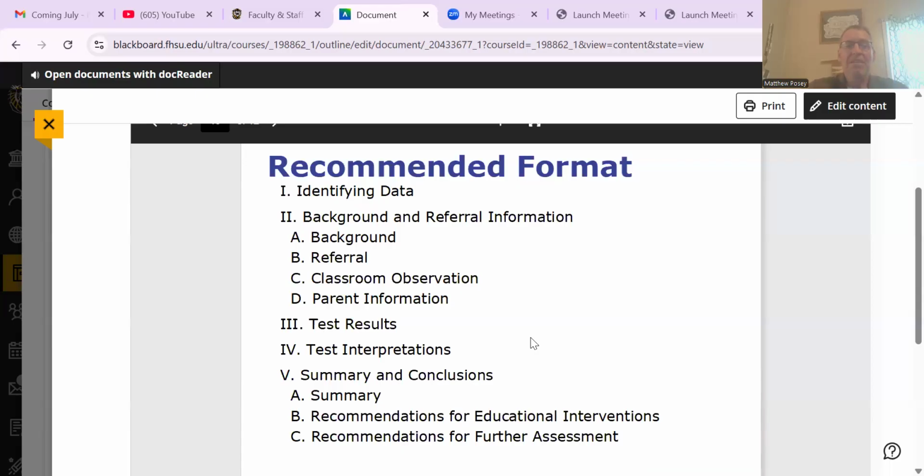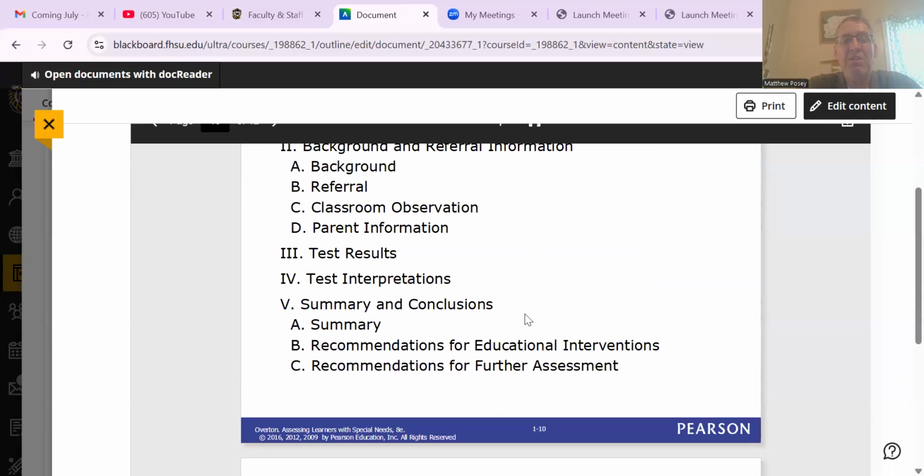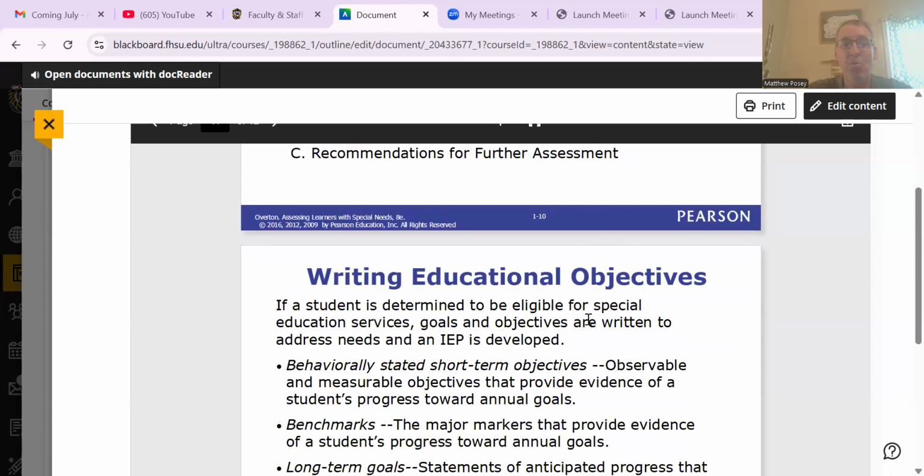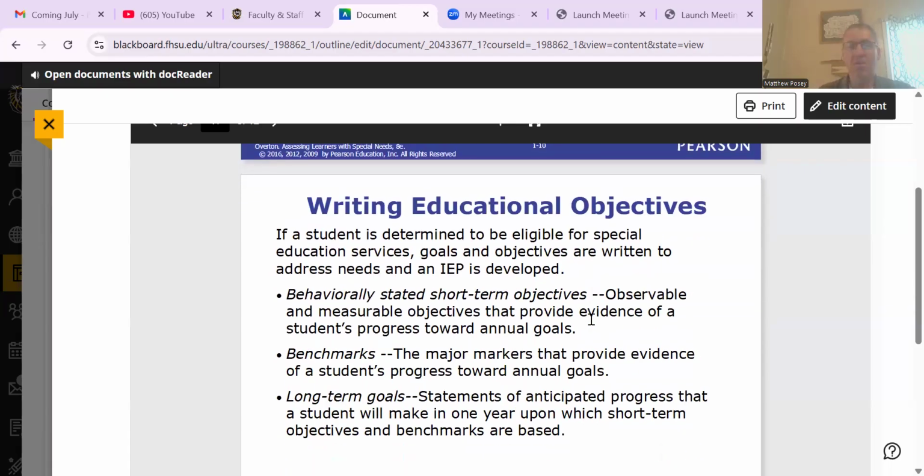Following that section, we'll have test interpretation, where we go in and interpret all the results. And then we have a summary and conclusion section in which we provide a summary of their overall performance, any recommendation for educational interventions, and then recommendations for further assessment if it is warranted. And then we start determining their educational objectives, writing their educational objectives.